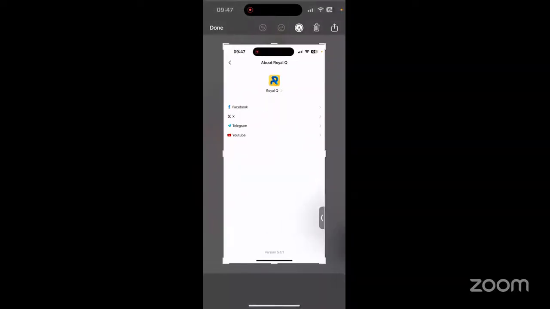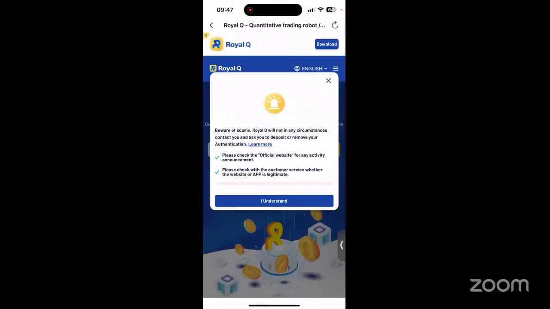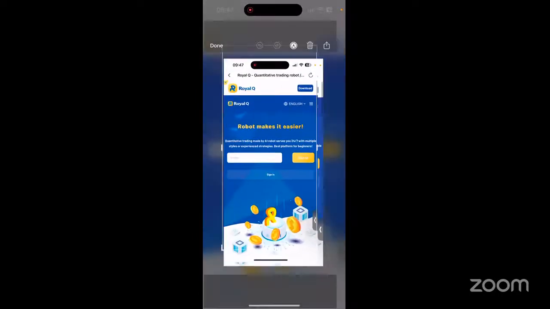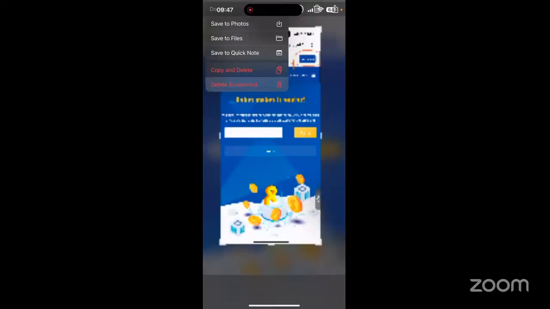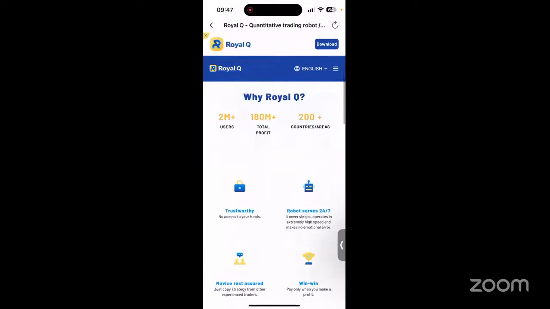About Royalq, if you are not following them on their social handles, please do, so that anytime they post something, you'll be the first to see it. If you want the official website, once you tap here, it sends you there. And that is the download at the top there. But if you are not downloading, you would see why Royalq.